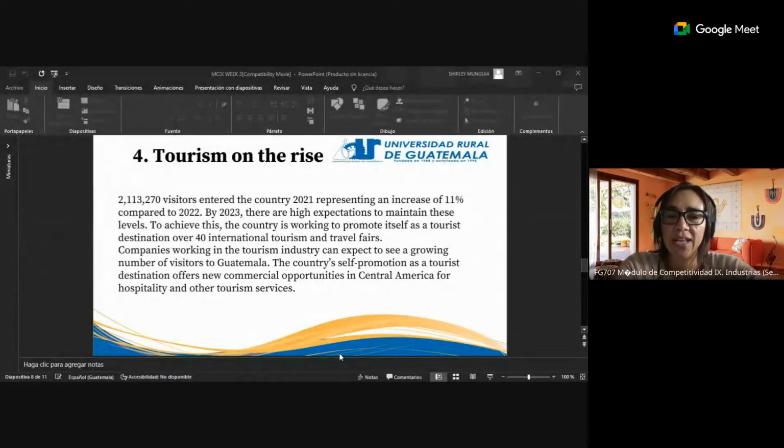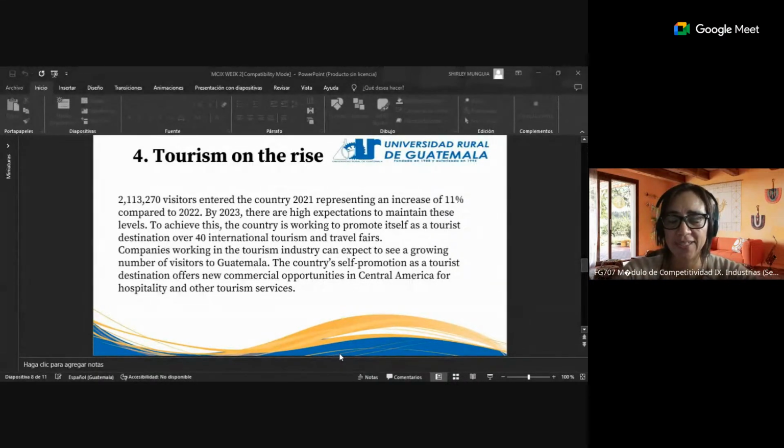2,113,270 visitors entered Guatemala in 2021. This was an increase of 11% over 2020. In 2024, we have almost 3 million visitors to Guatemala. And for this year, we also expect an increase, a projected percent, probably 20%. So this is really important because there are a lot of people coming to Guatemala.